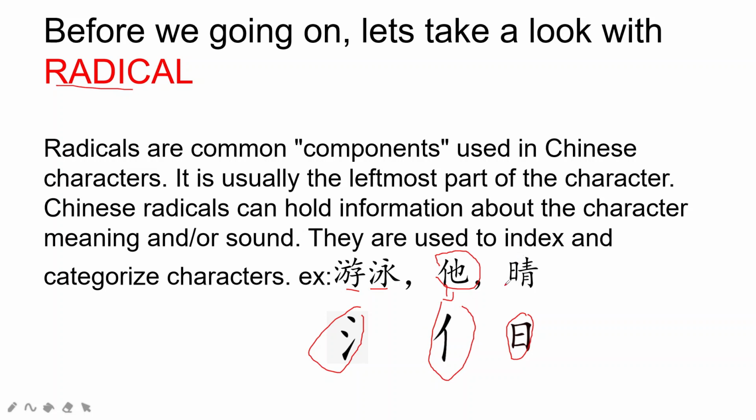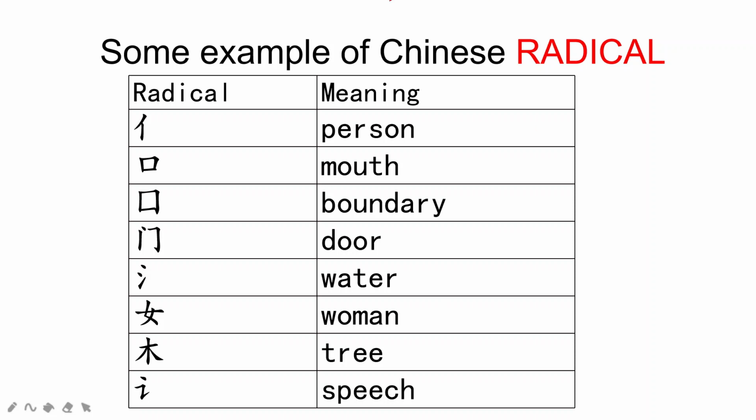And the third one is qing. Qing means sunny day, so it has the radical of the sun. So this is a radical. Next. So these are some examples of Chinese radicals. We have the standing human. We have the mouth. Some words, like singing, use the mouth as the radical.